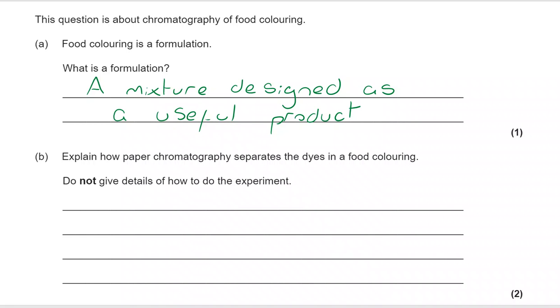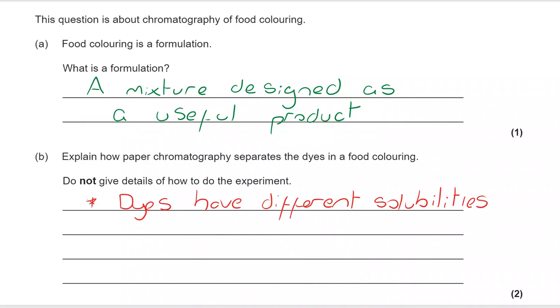Explain how paper chromatography separates the dyes in a food colouring, and you'll note it's telling you not to give details of how to do the experiment. We don't need to know about the pencil line 1 centimetre up. We don't need to know about labelling the samples, for example.